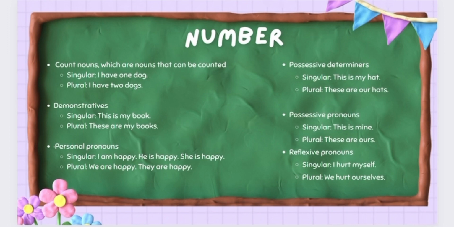Possessive pronouns: mine, ours, yours, theirs, his, hers. This is mine, or plural form, these are ours. Reflexive pronouns: myself, ourselves, yourself, yourselves, himself, herself. Singular form, I hurt myself, plural, we hurt ourselves.